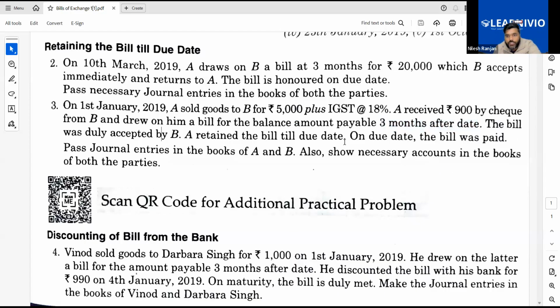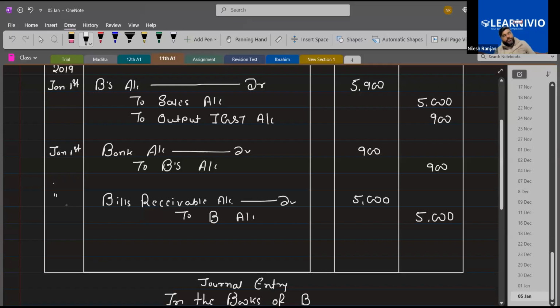B returned the bill till due date. On due date, the bill was paid. So, what will be the maturity date? From January 1st, you have received a bill for 3 months. So, January to Feb, March, and April. So, April 1st, and then plus 3 days. So, it will be April 4th.